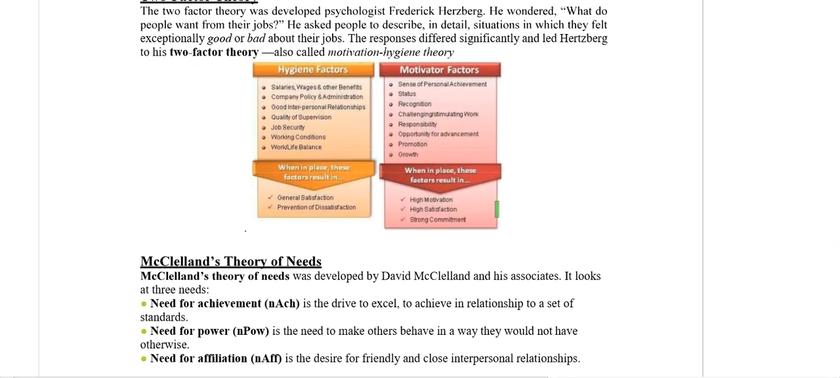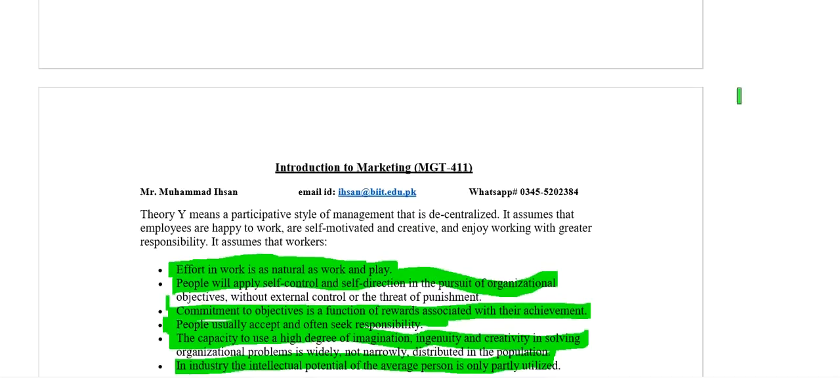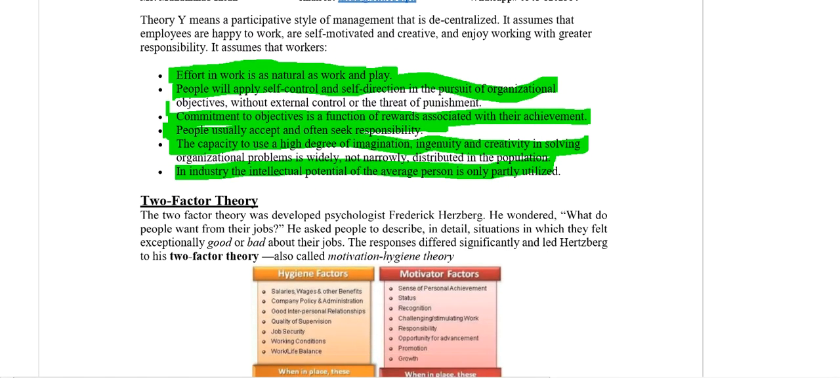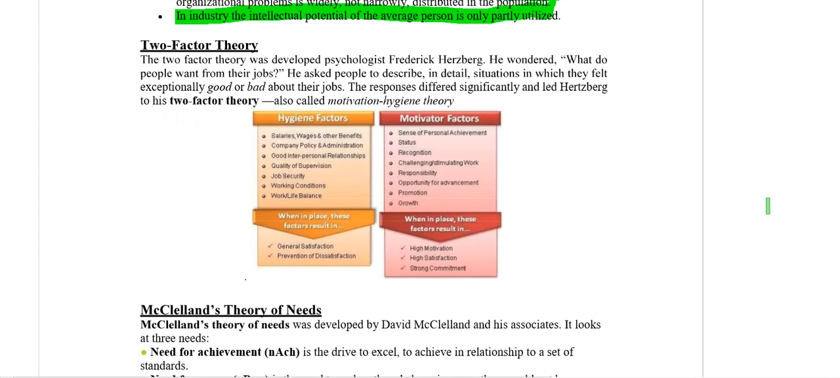This is called two-factor theory. In two-factor theory, there is motivation and hygiene theory. Students, there are two types of motivations. Number one, intrinsic motivation. Number two, extrinsic motivation.